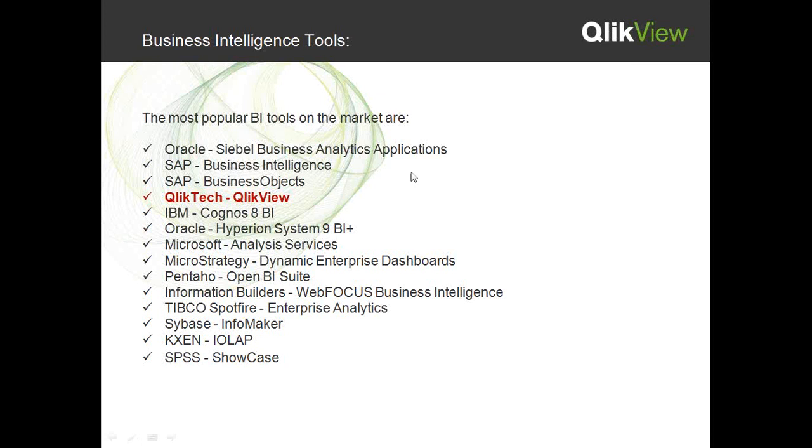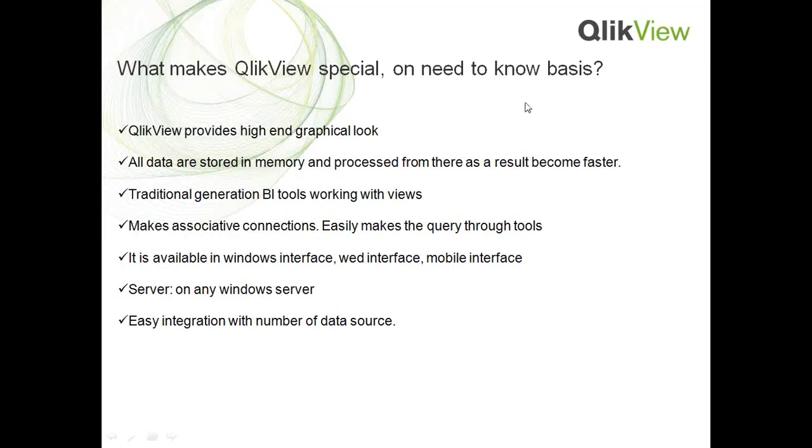So what is the key factor? Let us see the key factors for why you are choosing QlikView. What makes QlikView special? These are the following aspects. QlikView provides high-end graphical looks. All data is stored in memory and processed from there. As a result, the processing becomes so much faster. Traditional BI tools use views, whereas QlikView uses your QVD file.